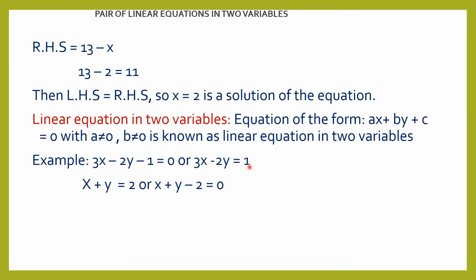Another example, x plus y equals 2. This is written as x plus y, this is plus 2, move to the opposite side, minus 2. So x plus y minus 2 equal to 0. So these are all examples of linear equations in two variables.